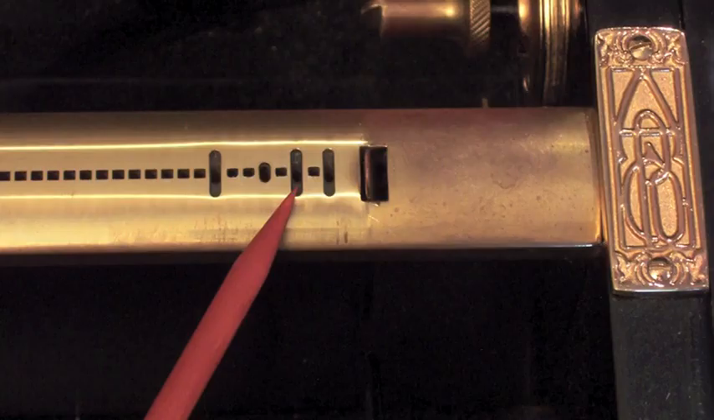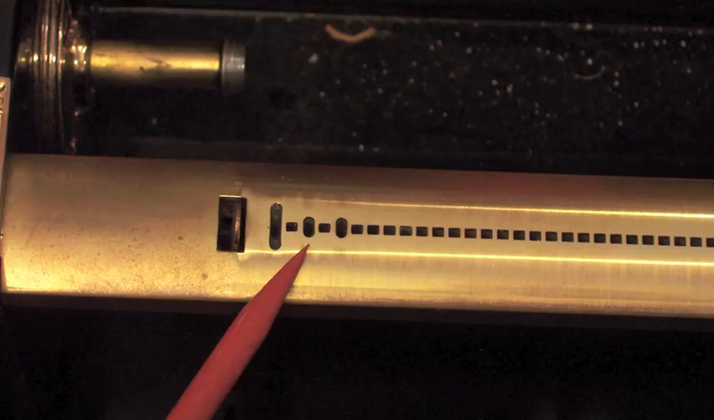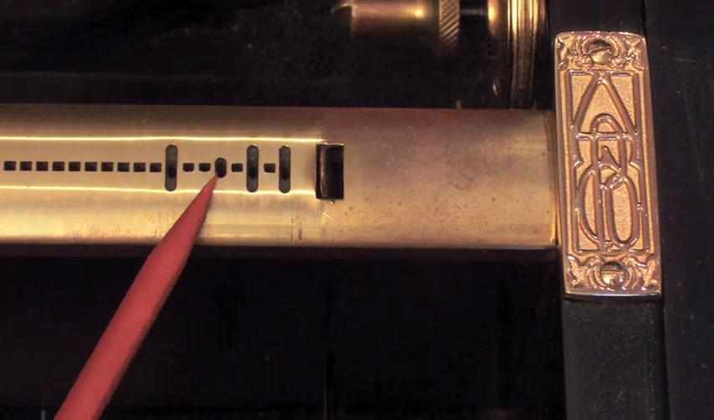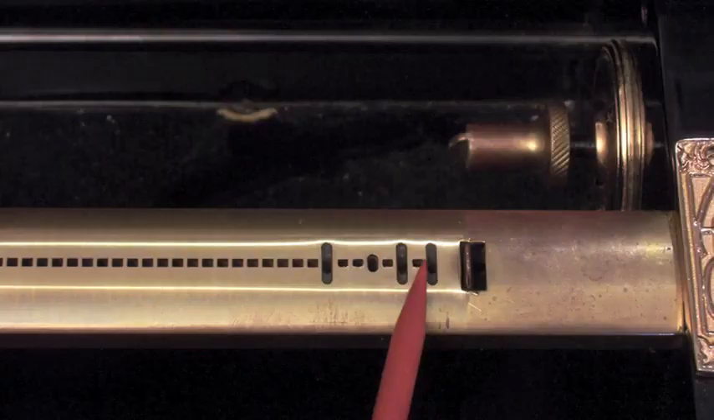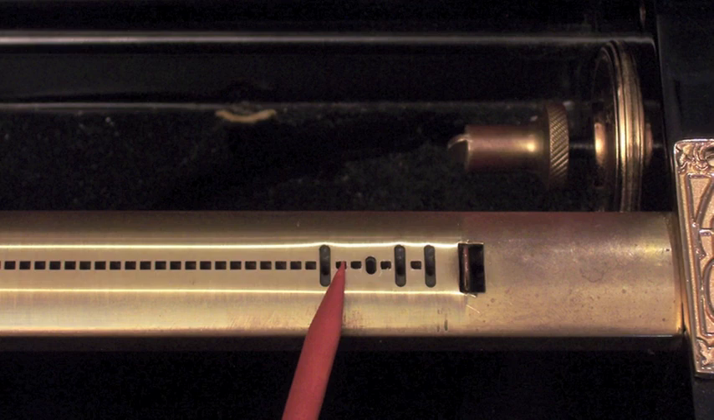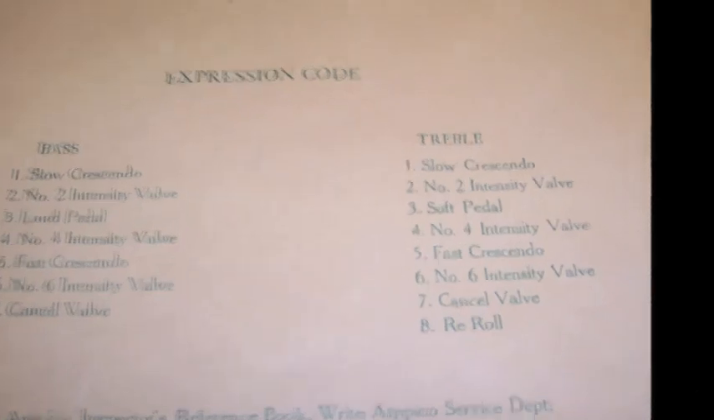Hole number 3 of the treble side activates the soft pedal. The loud pedal is on the bass side, and it too is hole number 3. Holes 1 and 5 are for the crescendo on each side. We'll talk more about them later. That leaves holes 2, 4, 6, and 7 on each side that are used to control the step intensity system.